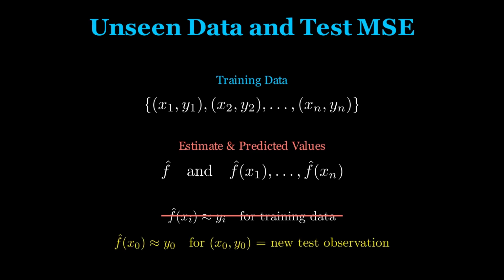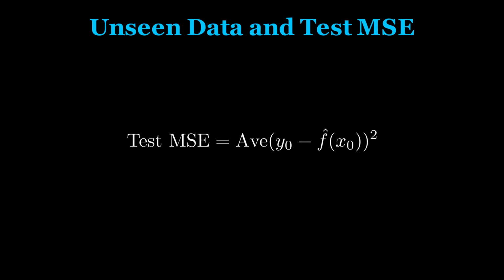What we really care about is whether f hat of x0 is close to y0, where this x0, y0 pair represents a brand new, unseen test observation. So mathematically, our goal is to select the method that minimizes the test MSE. That is, the average squared difference between the actual new value and our prediction.